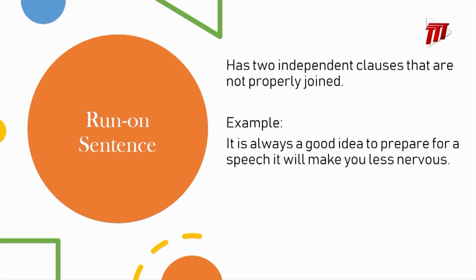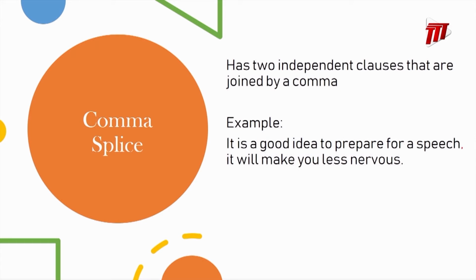And we have our example from the previous lesson. It is always a good idea to prepare for a speech. It will make you less nervous. You also were taught before that a comma splice has two independent clauses that are joined by a comma. And here it is again. It is a good idea to prepare for a speech, it will make you less nervous. And what did we say about commas? They are not strong enough to separate two independent clauses.